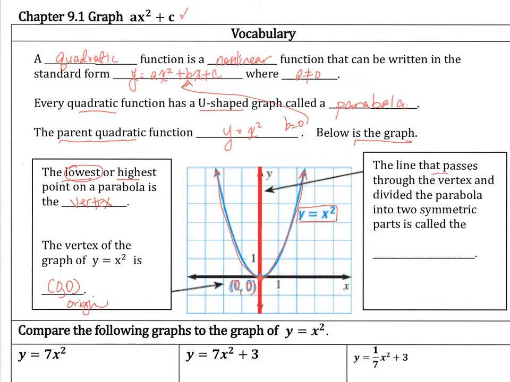Now, the line that passes through the vertex and divides the parabola into two symmetric parts. So we're looking at this line right here. We call this the axis of symmetry. So basically, if we're looking at this point, it will be a reflection of this point about the y-axis.